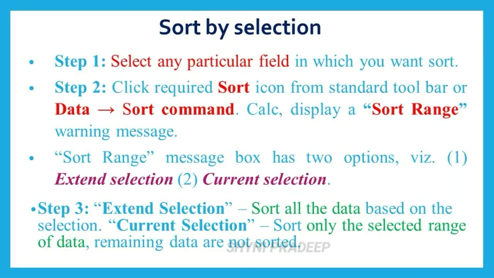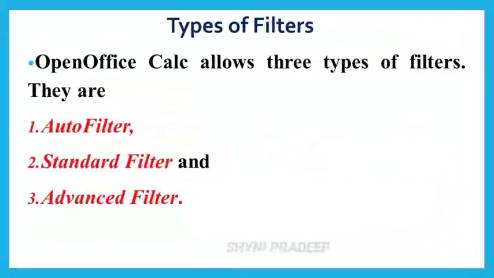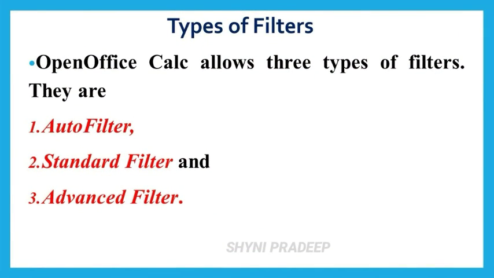Okay. Next topic is filtering. Filter is a way of limiting the information that appears on the screen. Filters are a feature of displaying and browsing a selected list or subset of data from a worksheet. OpenOffice Calc allows three types of filters. What are they? Auto filter, standard filter, and advanced filter.